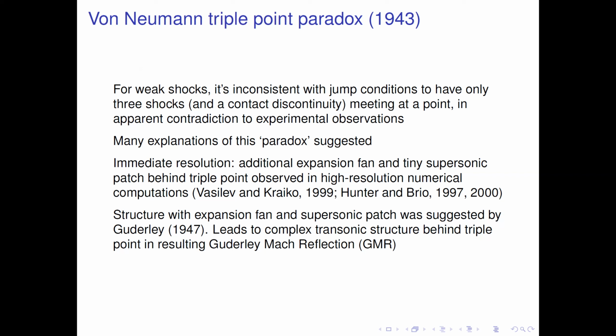Since this time, there were many attempted explanations for this triple point paradox. Why do you see this triple point when it's not consistent with jump conditions for conservation of mass, momentum, and energy? So the immediate resolution is the following: there's actually an additional expansion fan and a tiny supersonic region behind the triple point, observed in very high resolution numerical computations. This was first observed for the full compressible Euler equations in this paper by Vasilev and Kraiko, where they actually see a fourth wave, an expansion fan coming out of the triple point.